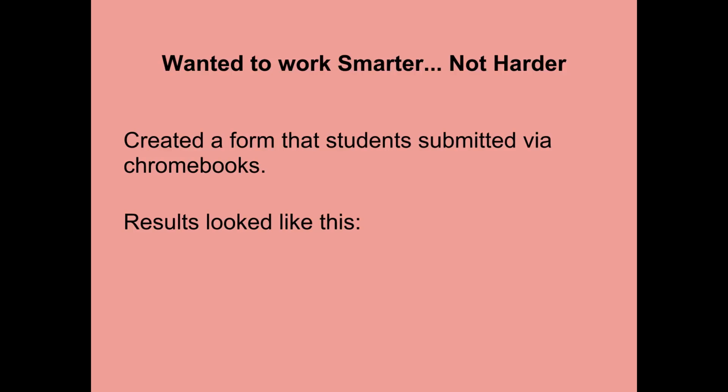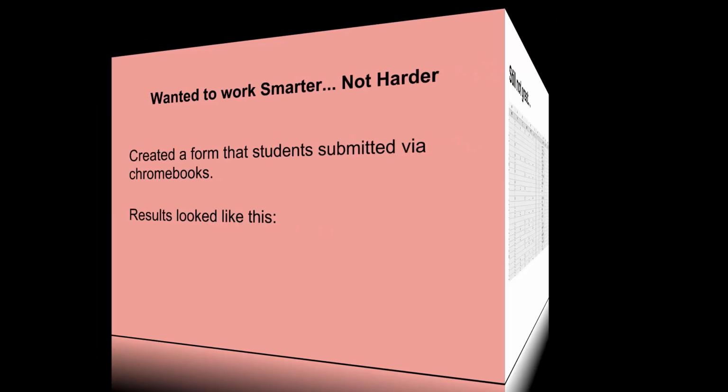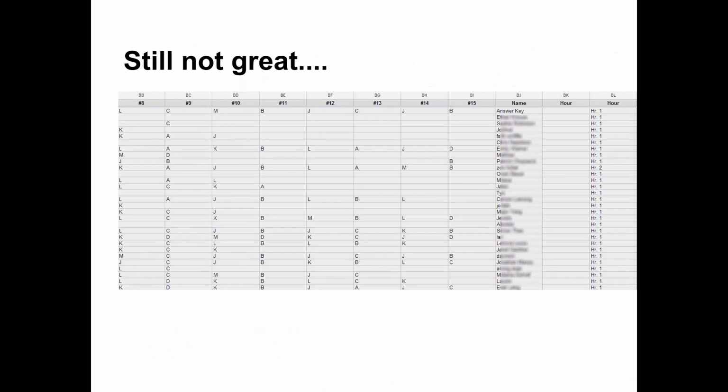an actual form. So we created a form that students submitted via Chromebooks. It looked very similar to the answer key that I showed you before, but it was on a form and it printed out the results like this onto a spreadsheet. So I have all the students' names here, not alphabetical. And I can see all of their answers. So I basically have a whole class and I can look at all of the results, which is okay, but still not great. It doesn't help me save time.